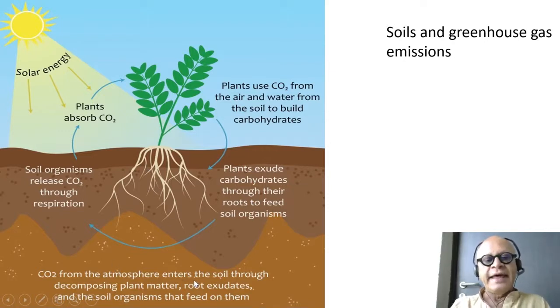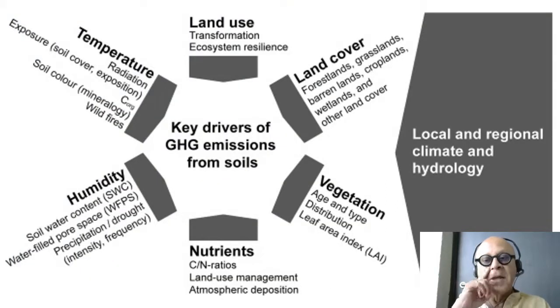CO2 from the atmosphere enters the soils through decomposing plant matter, root exudates, and soil organisms that feed on them. So there is CO2 built up in the soils, the pore waters, and so on and so forth, right? So that's part of the terrestrial carbon cycle. So the key drivers of greenhouse gas emissions from soils obviously depend on local and regional climate, especially in terms of the amount of rain and number of sunny days, amount of vegetation, kinds of vegetation, rainforests versus boreal or temperate forests versus deserts or drylands, and so on and so forth.